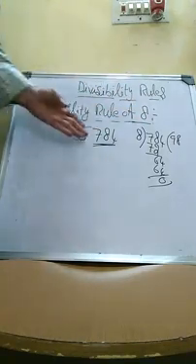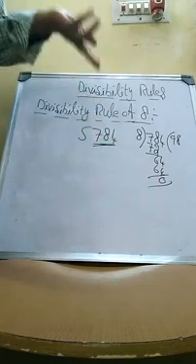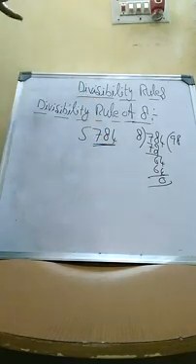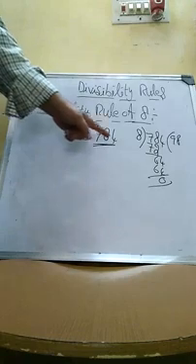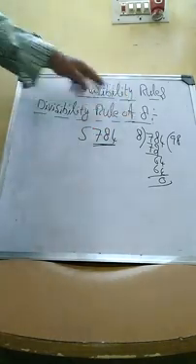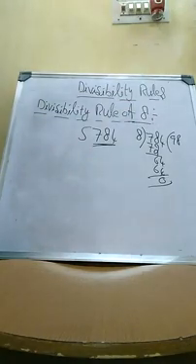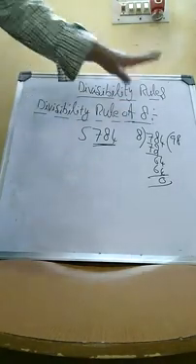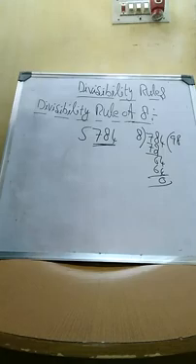Not only for this 4 digit number, even 7 digits, 10 digits, whatever the number will be, just check the last three digits. If the last three digits are divisible by 8, then we can say the whole number should be divisible by 8. Next, divisibility rule of 9.